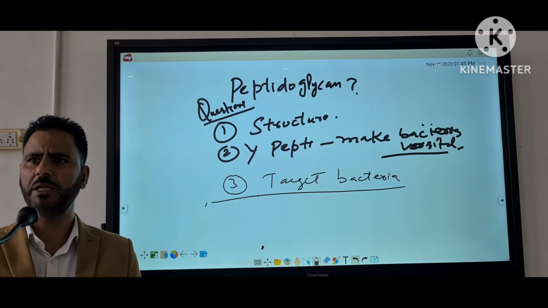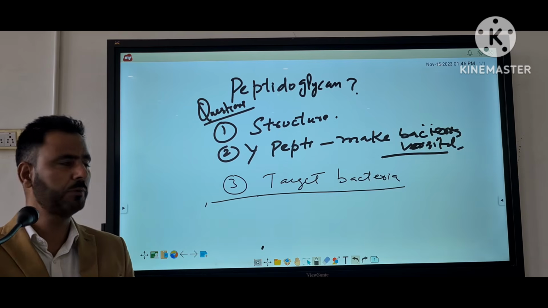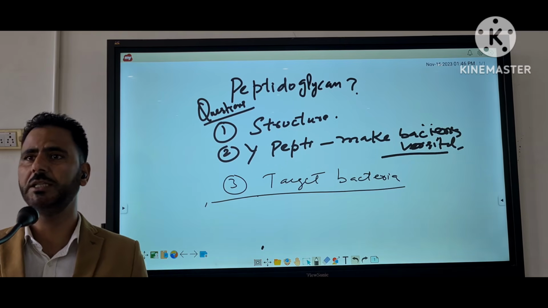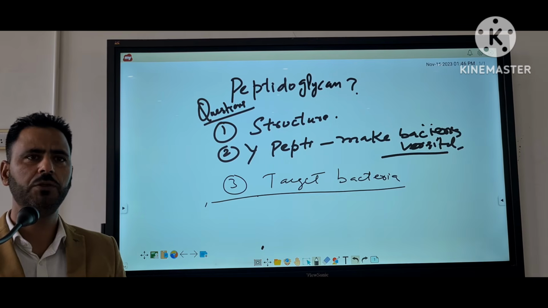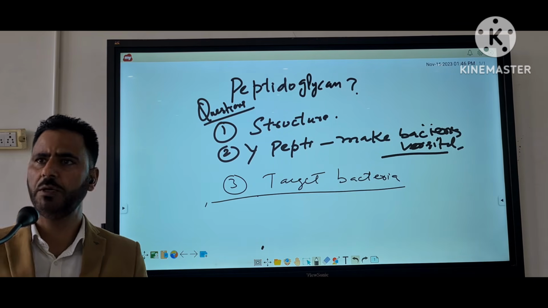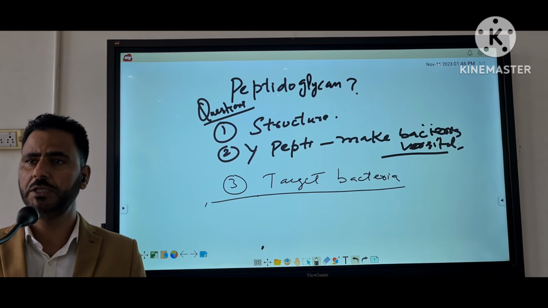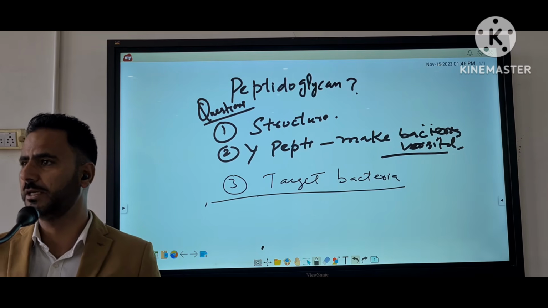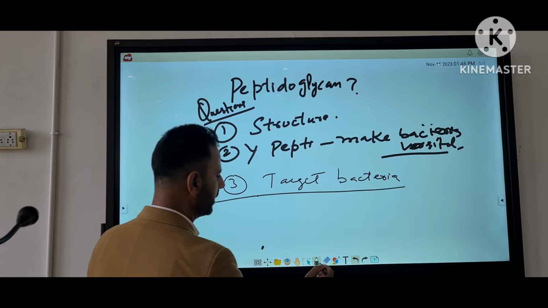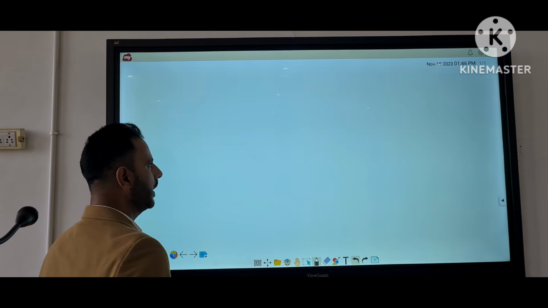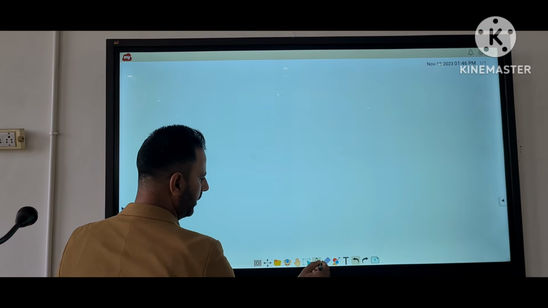Until you know the peptidoglycan structure, you cannot answer it. So if we want to know more and more about the bacteria, more and more about the antibiotics, we need to learn the basic structure of peptidoglycan. And in this lecture we are going to understand the same. Let us start.